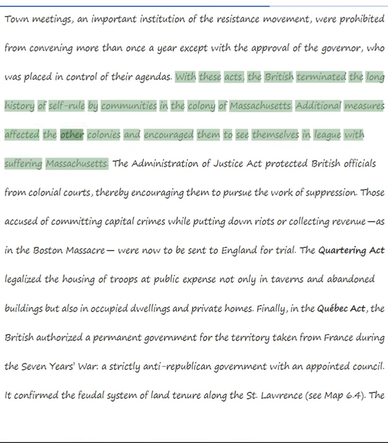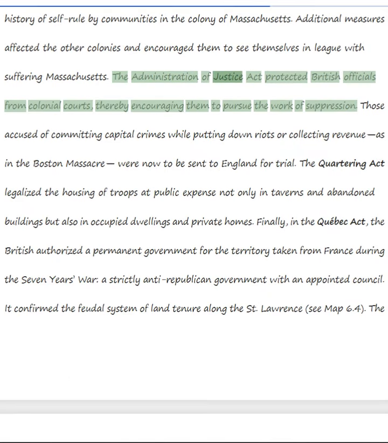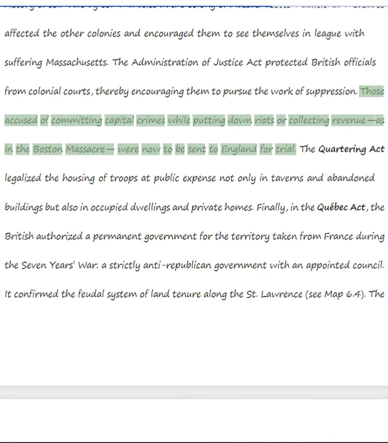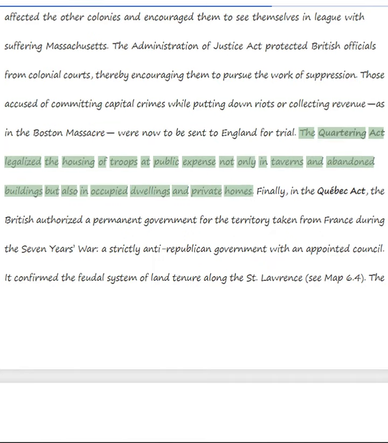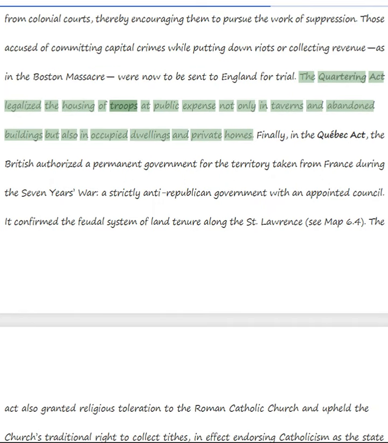Additional measures affected the other colonies and encouraged them to see themselves in league with suffering Massachusetts. The Administration of Justice Act protected British officials from colonial courts, thereby encouraging them to pursue the work of suppression. Those accused of committing capital crimes while putting down riots or collecting revenue, as in the Boston Massacre, were now to be sent to England for trial. The Quartering Act legalized the housing of troops at public expense not only in taverns and abandoned buildings but also in occupied dwellings and private homes.